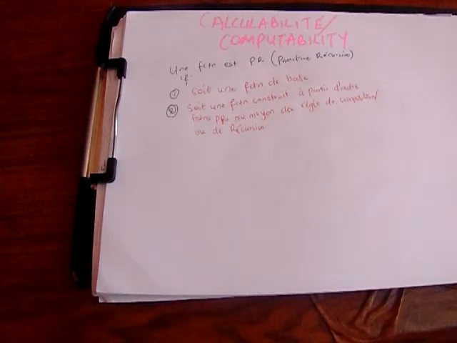You get? So it's either a base function, which we discussed, the successor, the null, the projection, and soit une fonction construite à partir d'autres fonctions PR au moyen de règles de composition ou de récursion. So we use the règle de composition or règle de récursion to prove that a function is primitive recursive.